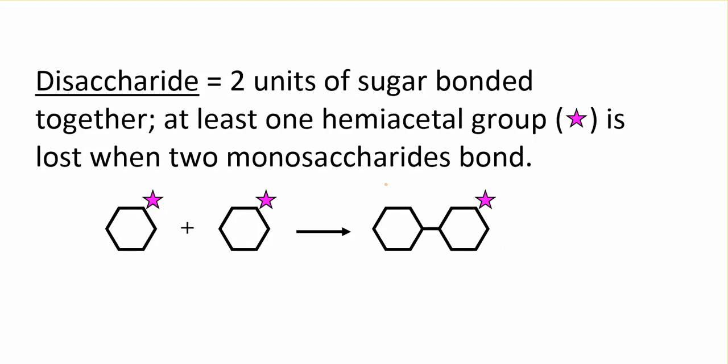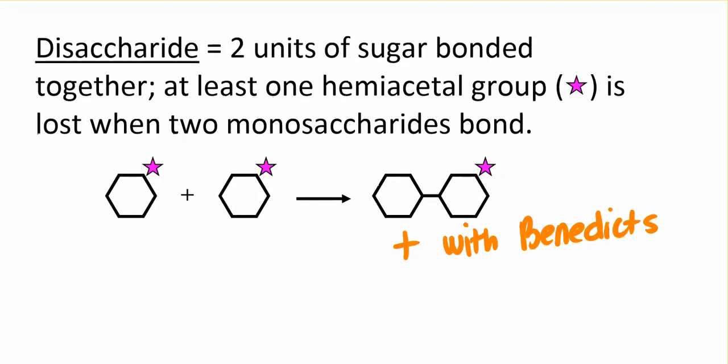And this is how most disaccharides are. So this disaccharide would still test positive with Benedict's, because it has a hemiacetal group. In the ring structure, they don't have the carbonyl, so they don't qualify as an aldehyde or ketone. So anyway, that one's positive. And so we would say that this sugar is a reducing sugar. Positive with Benedict's means the sugar reduced Benedict's reagent. So this is a reducing sugar.